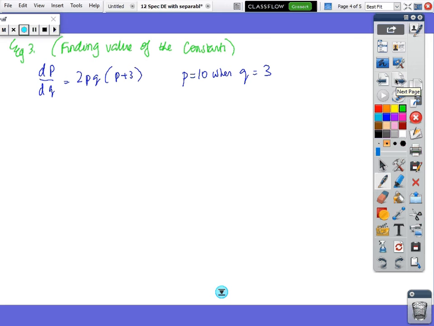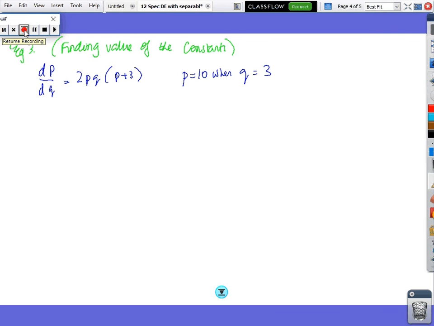In this next example, we're going to get information to find the value of the constant. There's another page after this, so have a crack. We've got P here and P here, so we need to take the P's across and leave the Q's behind. I'll work this one with you.